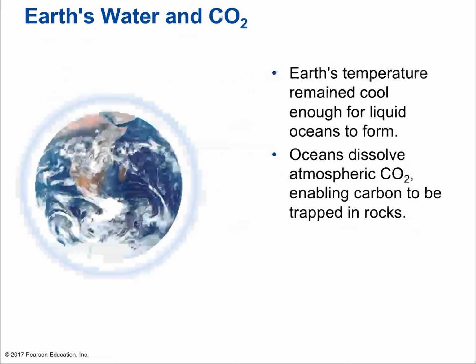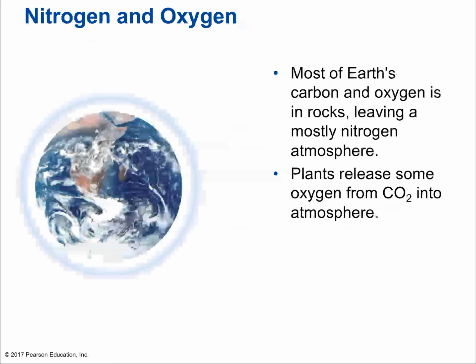Okay, so Earth's temperature remained cool enough for liquid oceans to form. The oceans dissolve atmospheric carbon dioxide, enabling carbon to be trapped in rocks. So we have a lot of water, and that water has an important role with carbon dioxide. Furthermore, most of Earth's carbon and oxygen is in rocks, leaving a mostly nitrogen atmosphere. So that idea of trapping all that carbon and oxygen in rocks played an important role, thus leaving a greater proportion of nitrogen in our atmosphere.